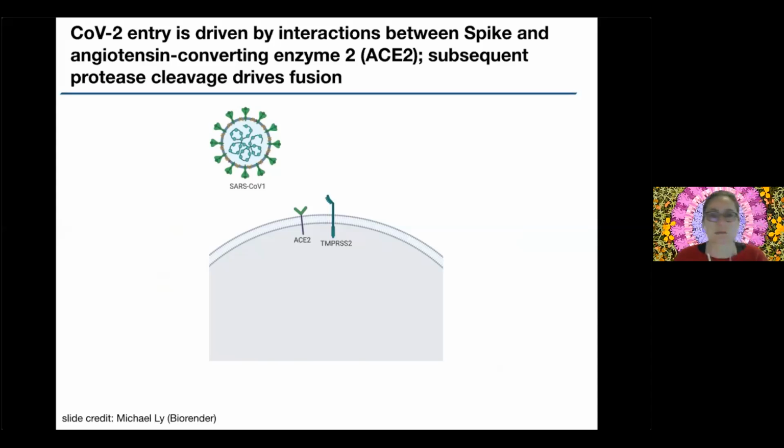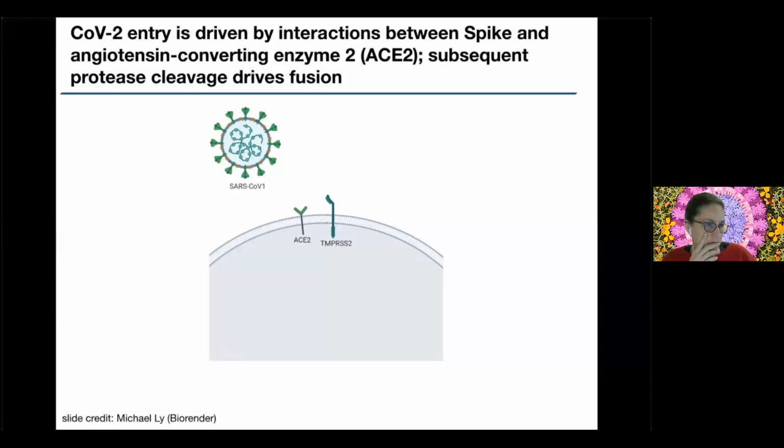Different viruses will use different cellular receptors as a way of getting into cells. The receptor we know for both SARS-CoV-1 and for CoV-2 is the same protein. It's a cellular protein called angiotensin converting enzyme 2, or ACE2. And that binding to that protein is important, but it is not enough. You need a second feature to happen, and that is a proteolytic cleavage event.